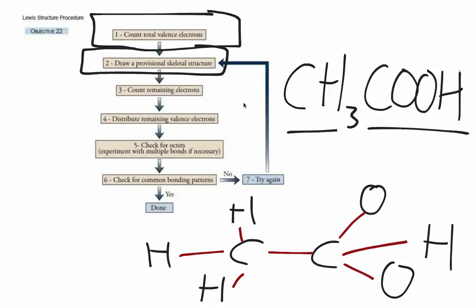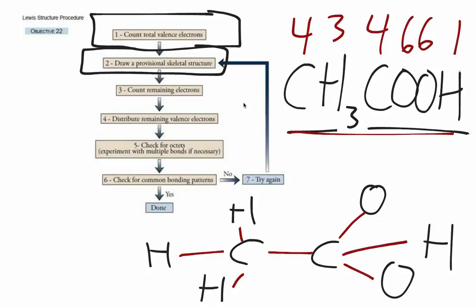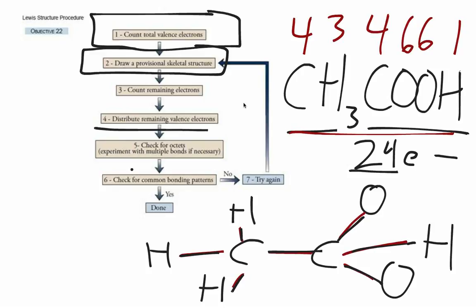We count the remaining electrons. So if we knew the total number of valence electrons here, carbon has 4, each hydrogen has 1, that's 3. This carbon has 4, each oxygen has 6, that hydrogen has 1, and we put those in. Now we can just add up that total number of valence electrons, which is 24 electrons, and we can see how many we used. 2, 4, 6, 8, 10, 12, 14. 14, so we have 10 more electrons to put in, and we'd have to put them in somewhere so that everything has an octet. So you distribute those electrons and check that everything has an octet.